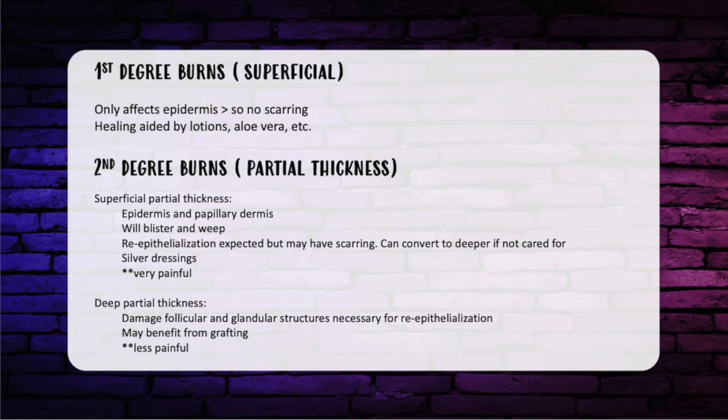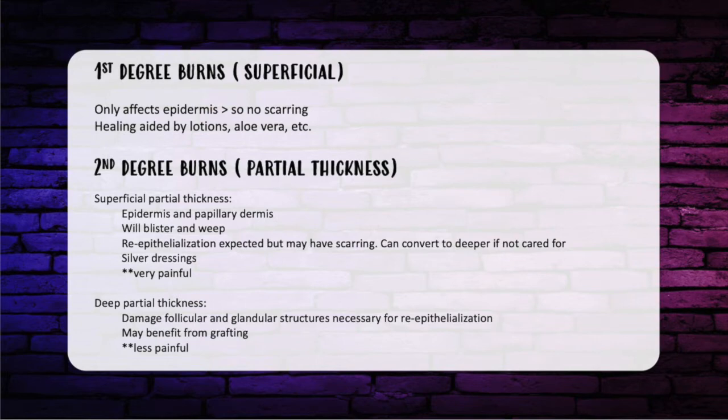Partial thickness is also known as second degree, and that could be subdivided into superficial partial thickness and deep partial thickness. The superficial partial thickness includes the epidermis and the superficial portion of the dermis, or the papillary dermis. This will blister and weep. It will reepithelialize, and it will lead to some scarring, and it can convert to an even deeper burn if it's not cared for. And that's usually managed with silver dressings and antiseptics.